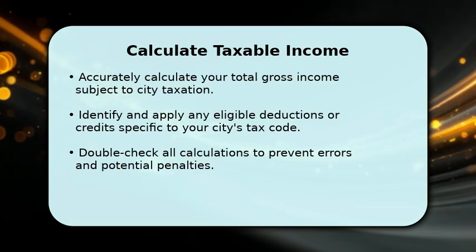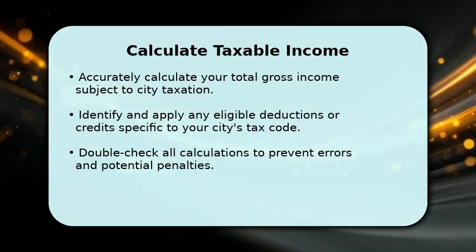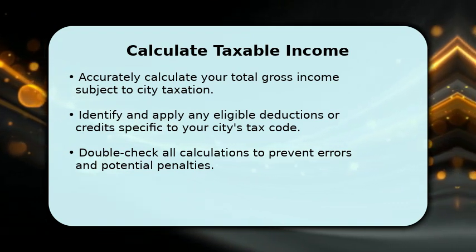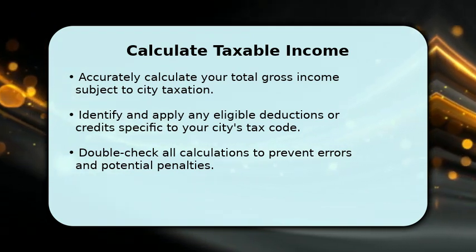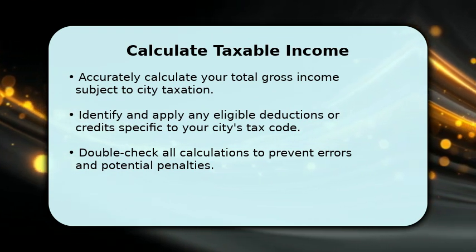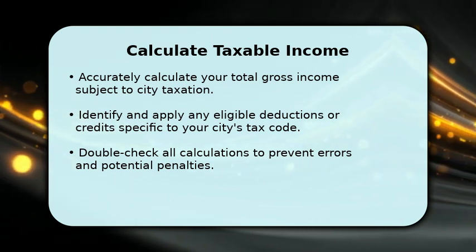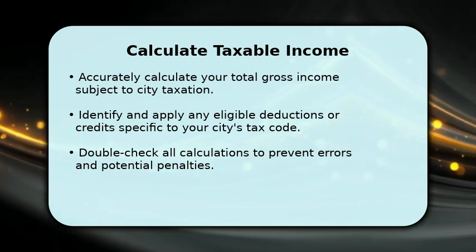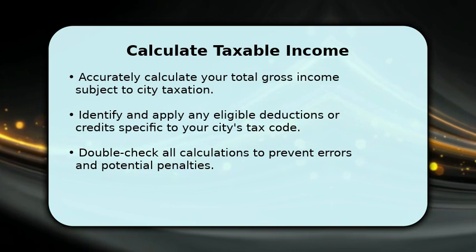Once you have your documents, the next step is to calculate your taxable income. This involves determining your total gross income that is subject to city taxes. Be sure to identify and apply any deductions or credits that your city's tax code allows. For example, some cities offer deductions for specific expenses or contributions.